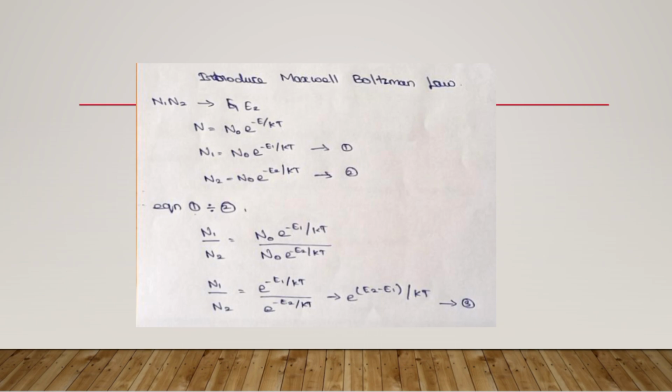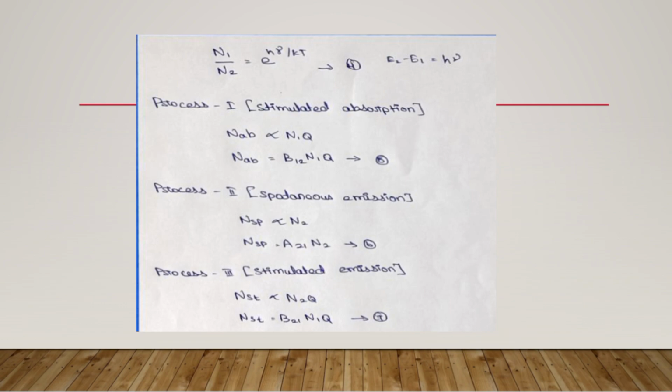Equation 1 divided by 2: N1 by N2 is equal to N naught e power minus E1 by kT divided by N naught e power minus E2 by kT. N1 by N2 is equal to e power minus E1 by kT by e power minus E2 by kT, which is equal to e power E2 minus E1 by kT. This equation is the third equation. N1 by N2 is equal to e power hν by kT. Equation 4.